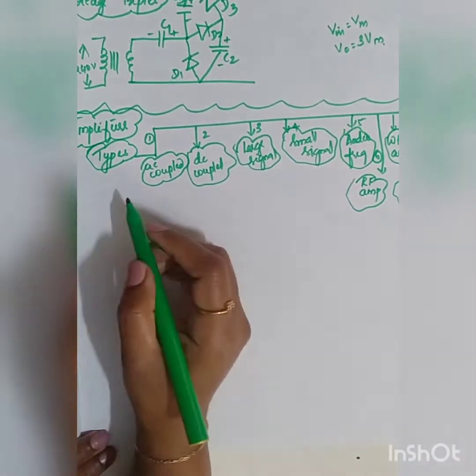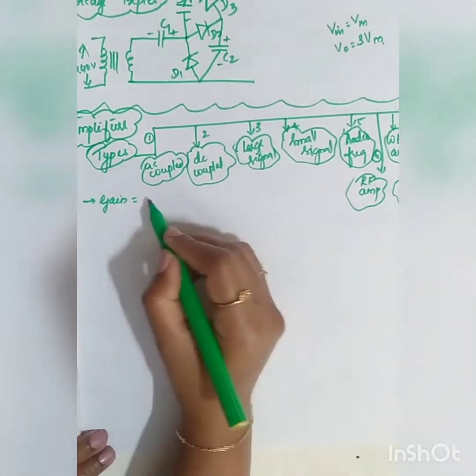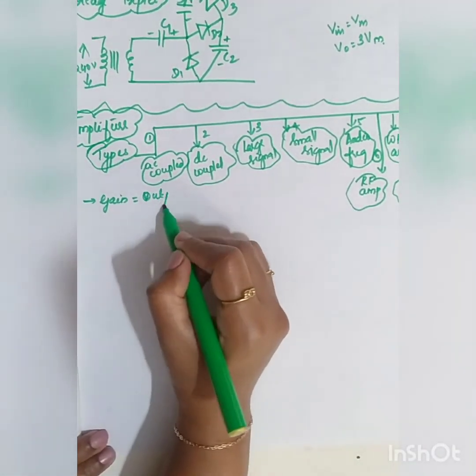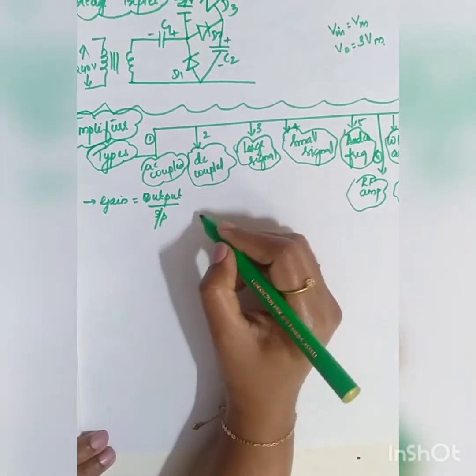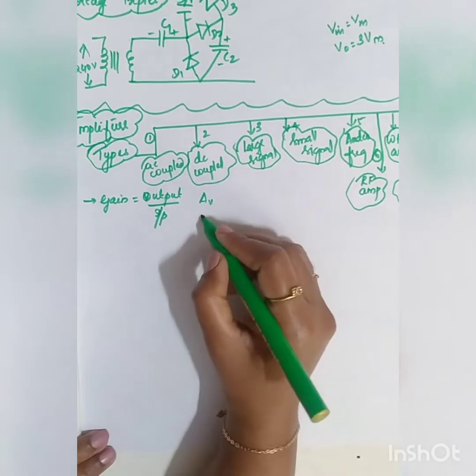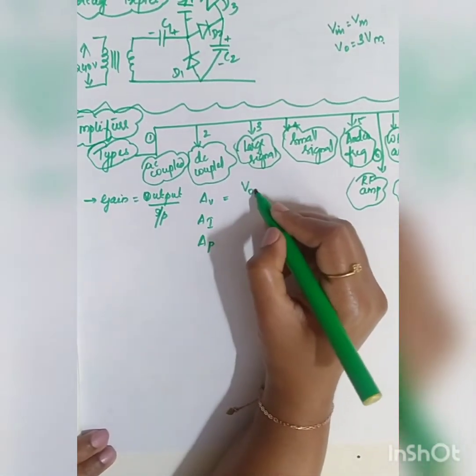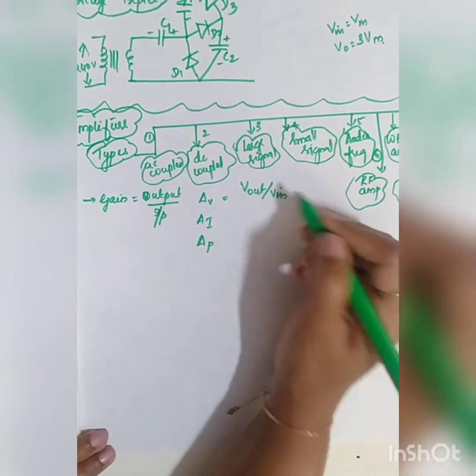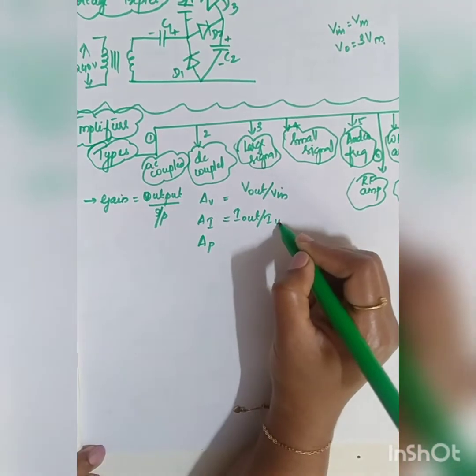Okay. After types you had certain definitions. What is gain? So gain is always equivalent to output divided by input. Under the gain you have studied 3 different types. One is your voltage gain, current gain and power gain. Voltage gain is equal to Vout divided by Vin. Current gain is equal to Iout divided by Iin.